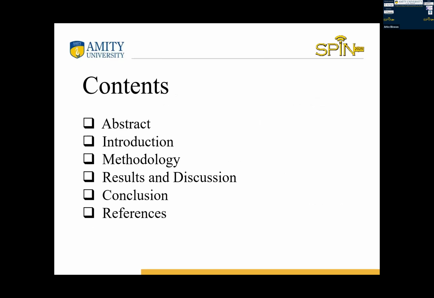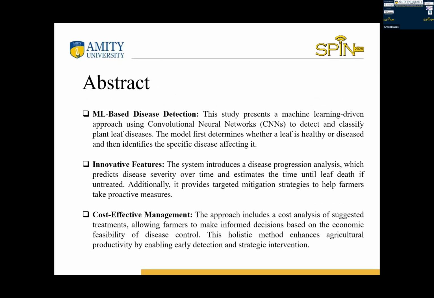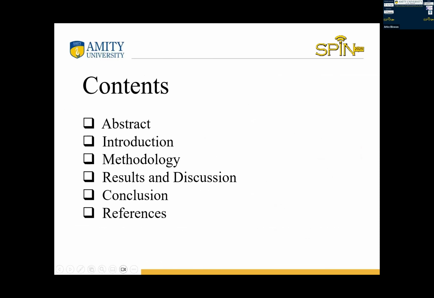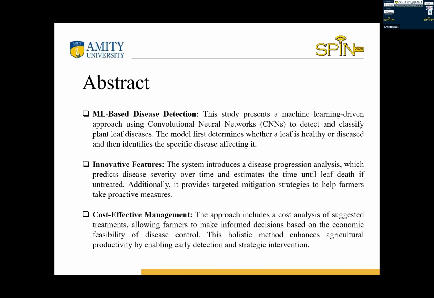So now let's move on to the abstract section. This study presents a machine learning driven approach using convolutional neural networks to detect and classify plant leaf diseases. The model first determines whether a leaf is healthy or diseased and then identifies the specific disease affecting it. If we talk about the innovative features, the system introduces a disease progression analysis, which predicts disease severity over time and estimates the time until leaf death if untreated. Additionally, it also provides targeted mitigation strategies to help farmers take proactive measures.